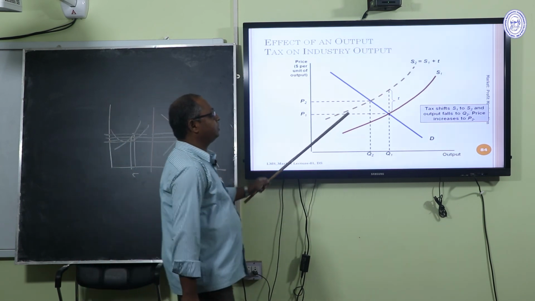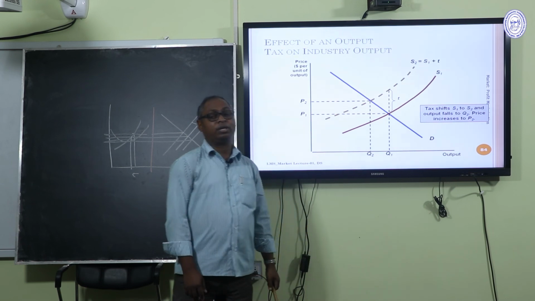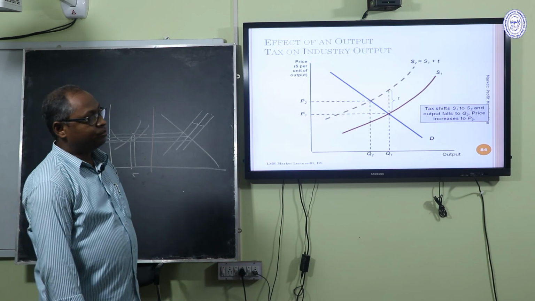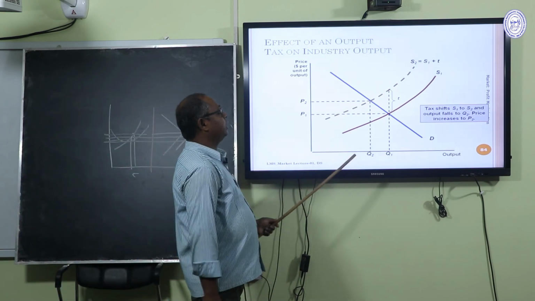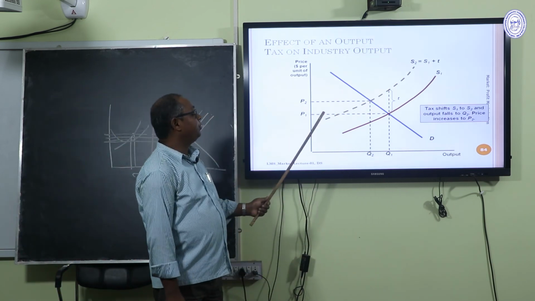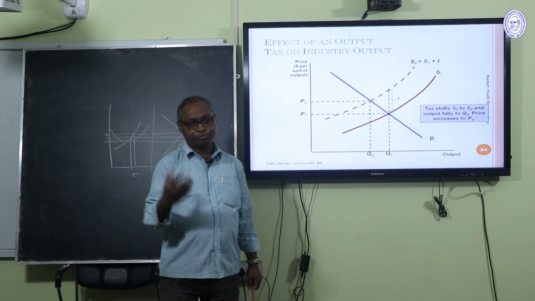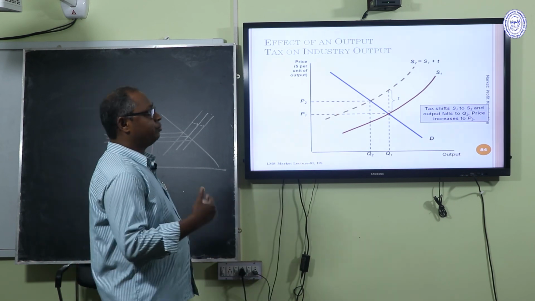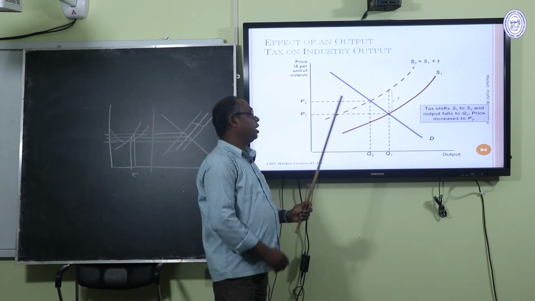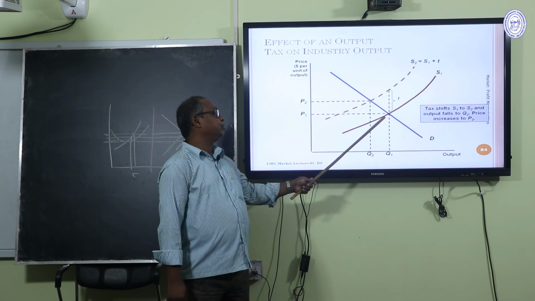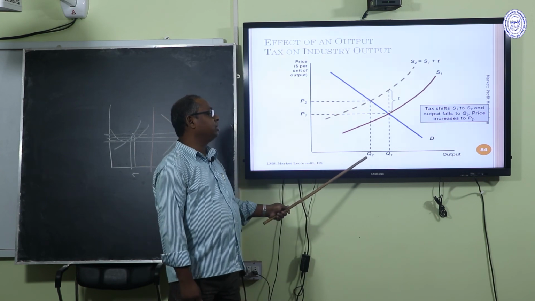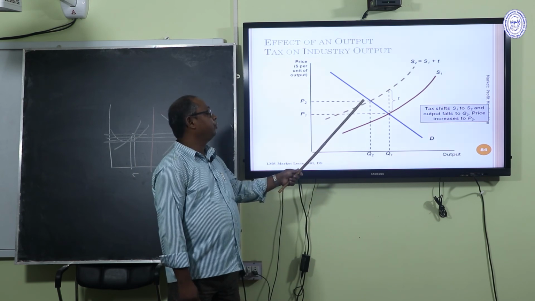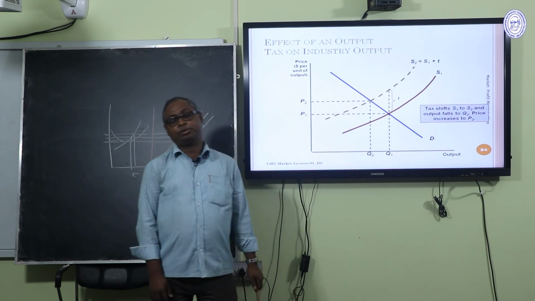Normally, if demand and supply are normally shaped, upward sloping and downward sloping, then the whole burden of tax cannot be shifted by the firm to the consumer. Then what will happen? Some amount of the tax burden is shifted to the buyer and some amount is incurred by the firm itself. That's why the price will not increase by the full amount of the tax, and quantity will not reduce by that amount either.